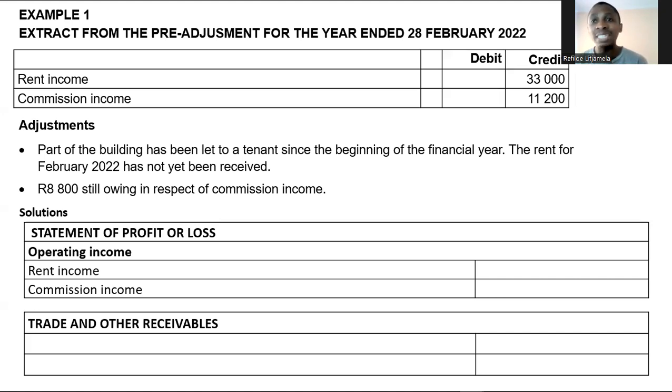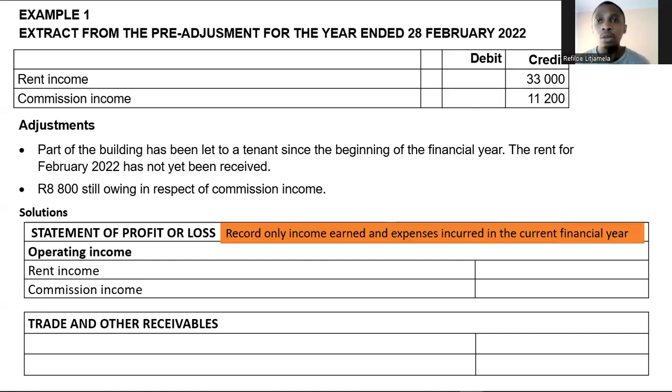For me to get the actual amount of rent income earned, I'm going to take the 33,000 rent that I've received and add what is missing, what is still owed to us. I've earned it, but it was not paid to me. It is still owed to me. And how much will that rent be? That amount will be 3,000. So you add the two amounts, rent received plus rent not yet received but earned, and it'll give us 36,000. Okay. For commission income, we have 11,200. That 11,200 is what we have received, but it's not what we have earned. For me to determine what I've earned, I'm going to take that 11,200 and add 8,800. That'll give me my total commission income earned, which will be 20,000.